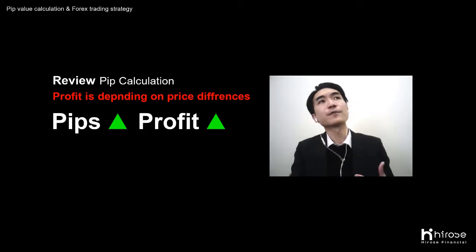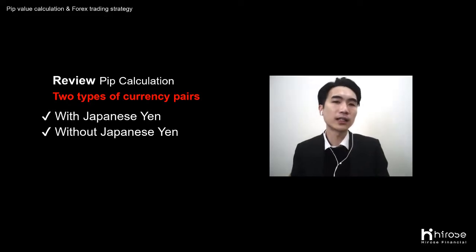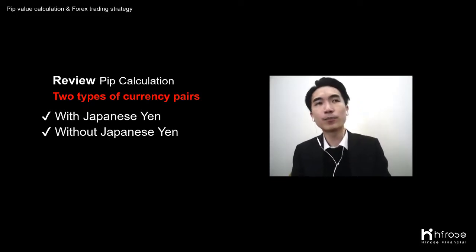First, in the forex market, there are two different types of currency pairs. One is with Japanese yen, and the other one is without Japanese yen. Both of these currency pairs can be calculated the same way.